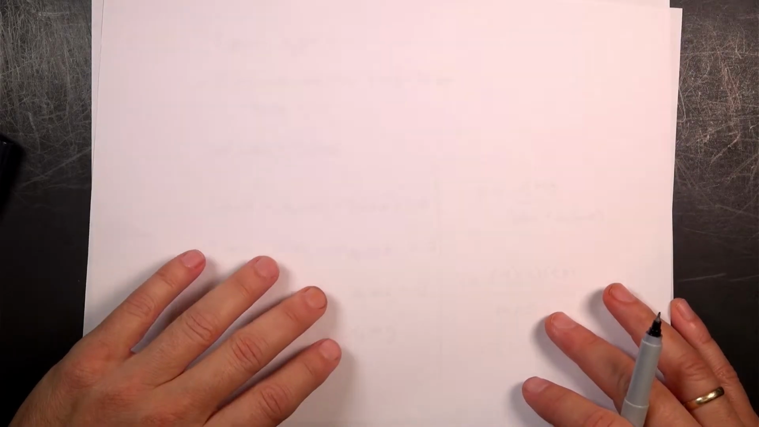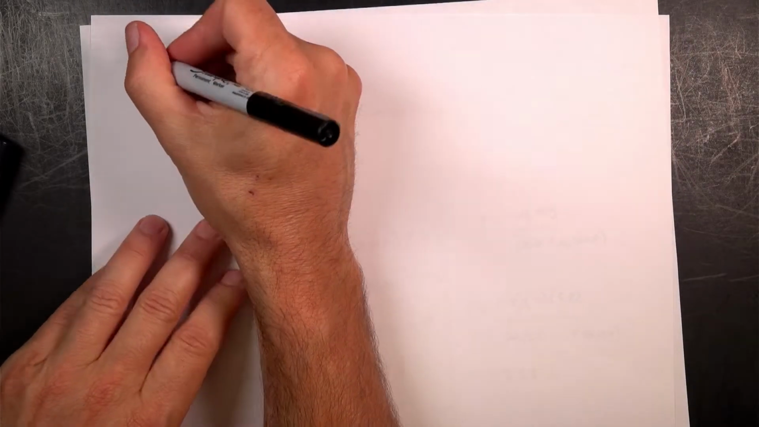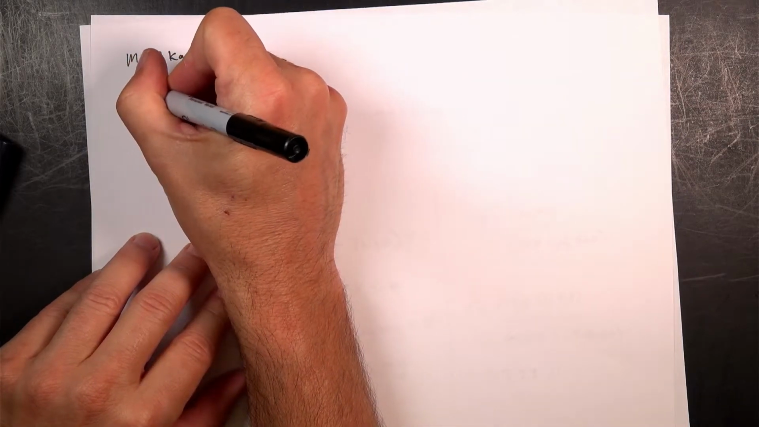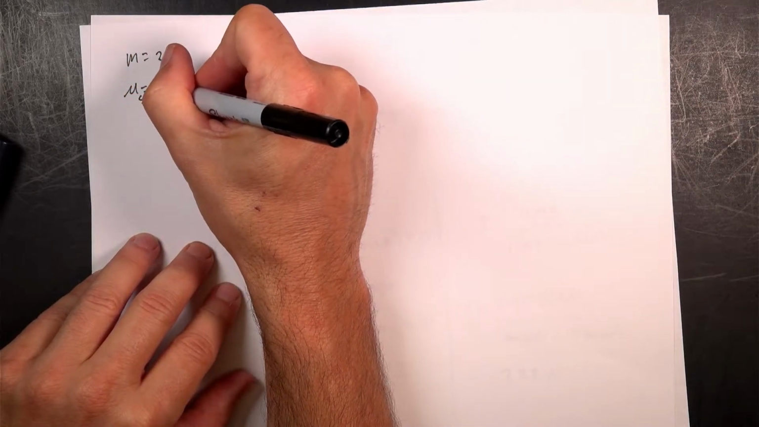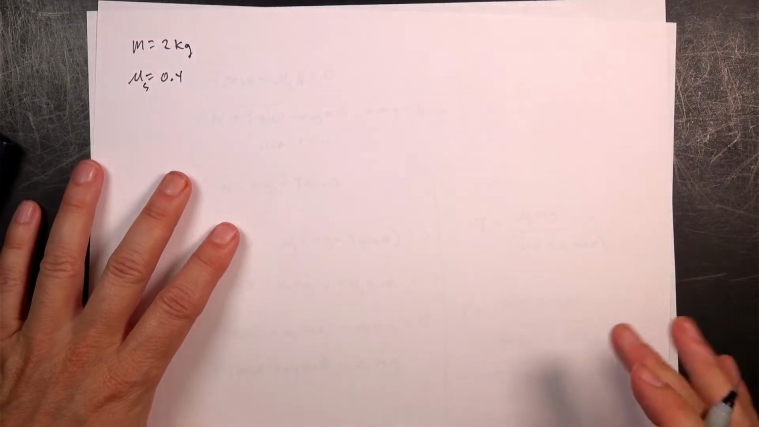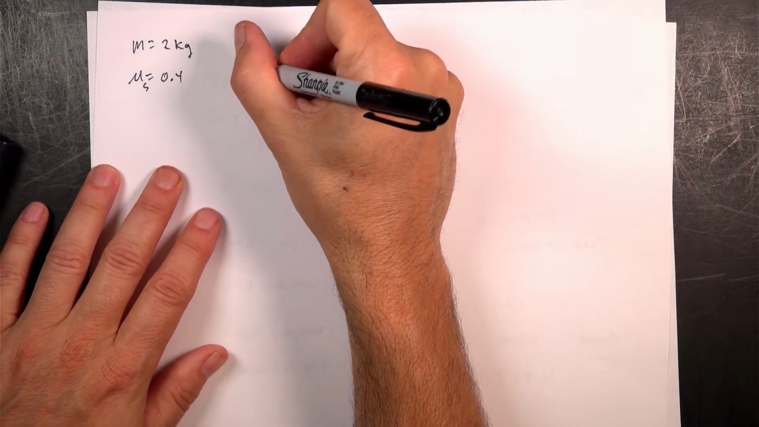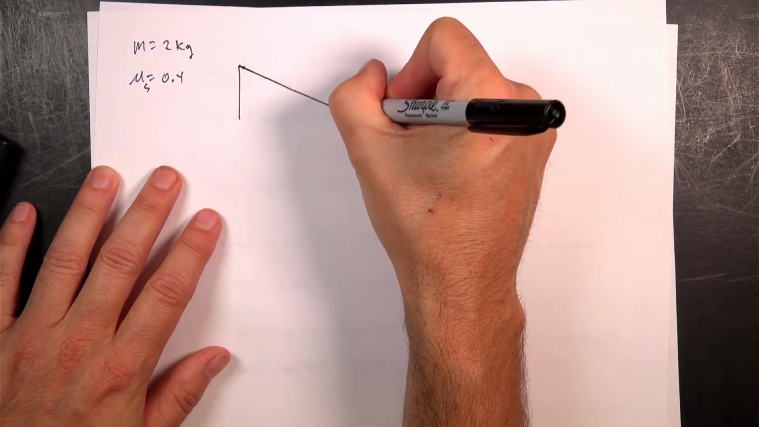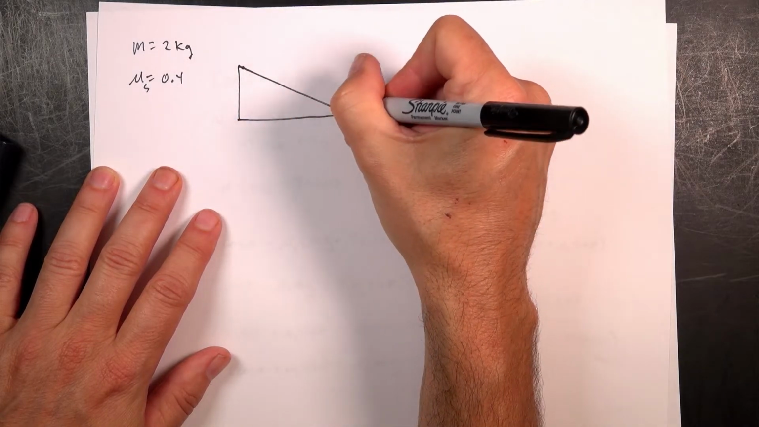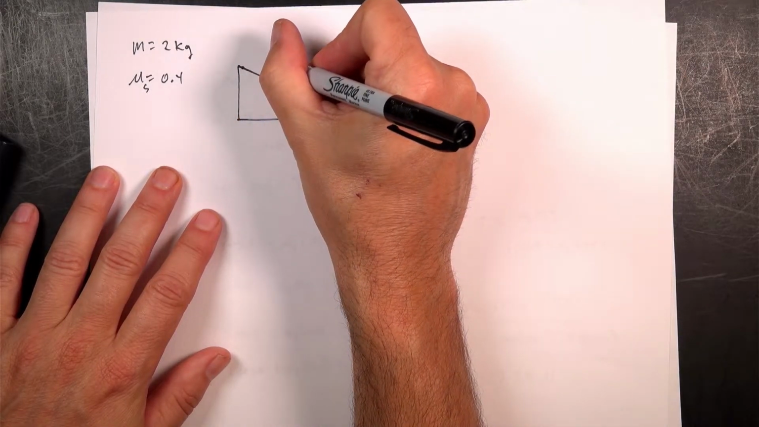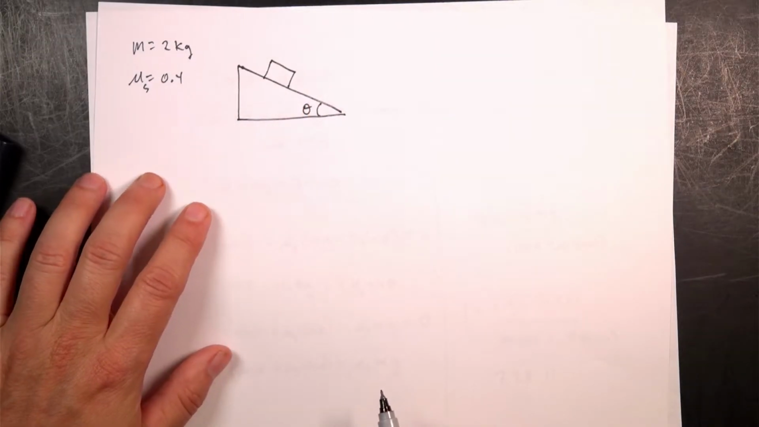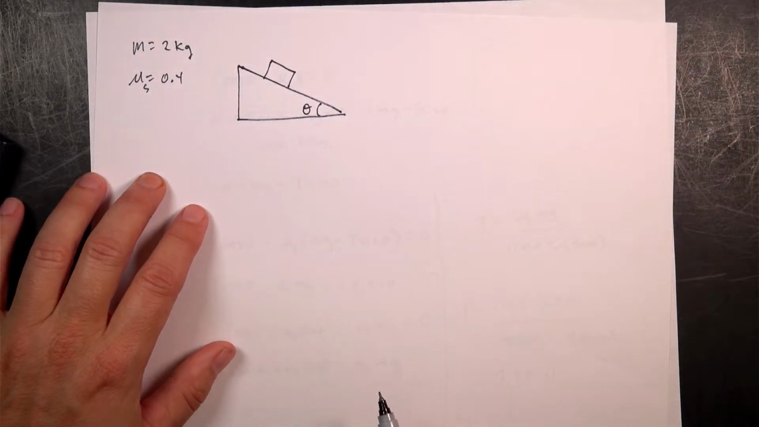I have the same block, so it's still the same thing. I still have mass, 2 kilograms. Mu is mu s, static friction, 0.4. So let's do this classic problem that's related, but it'll show something important. Suppose I put this on an inclined plane like that, so it's a wedge. And I want to know at what angle theta it will start to slide.